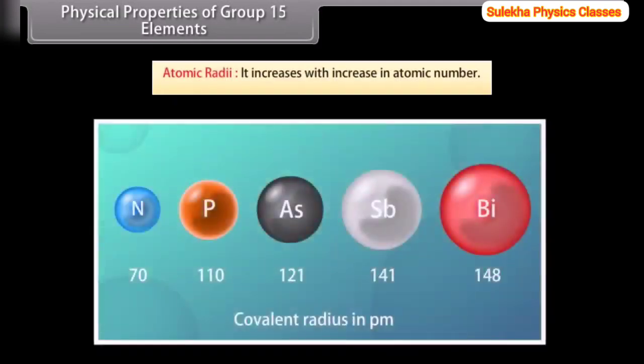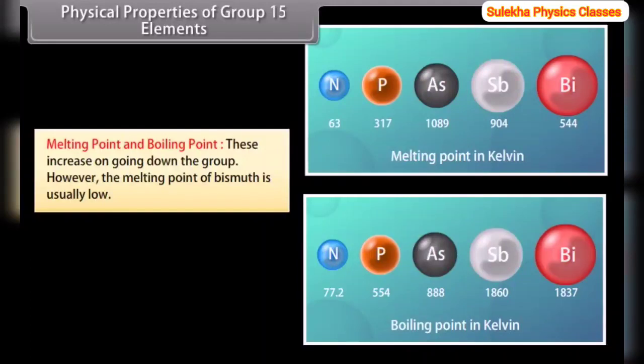Physical properties of group 15 elements. Atomic radii. It increases with increase in atomic number. Melting point and boiling point. These increase on going down the group. However, the melting point of bismuth is unusually low. This may be due to more tendency of bismuth to form 3 rather than 5 covalent bonds. Thus, there are weak forces of attraction between their atoms in solid state, responsible for its low melting point.